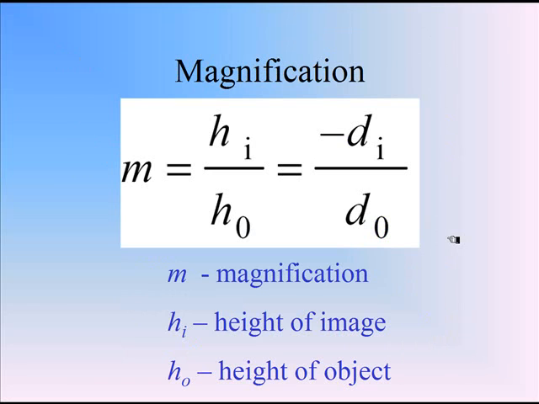Here's first of all the magnification equation. The magnification is simply a ratio of the height of the image divided by the height of the object, or the displacement of the image from the mirror divided by the displacement of the object from the mirror. If your object is further away, then the image will be smaller as well. A direct relationship there.